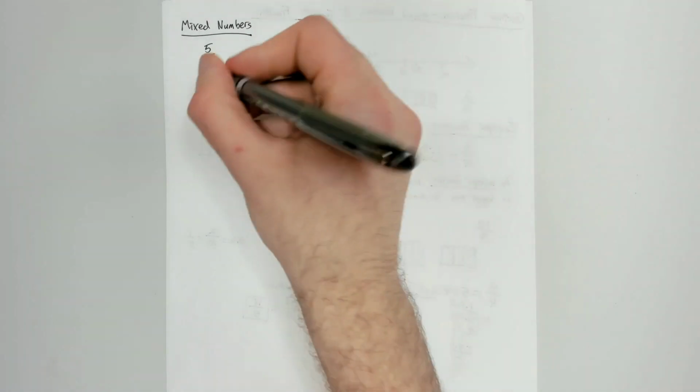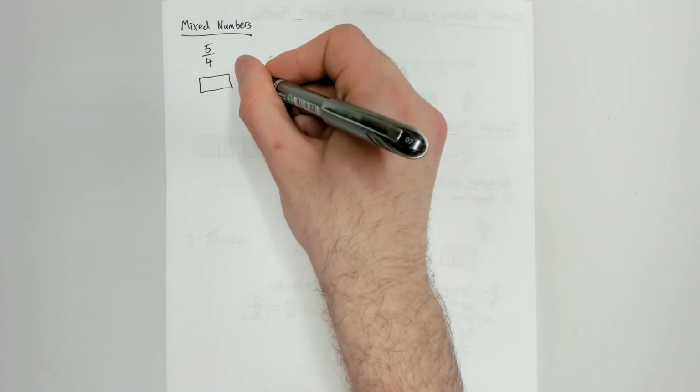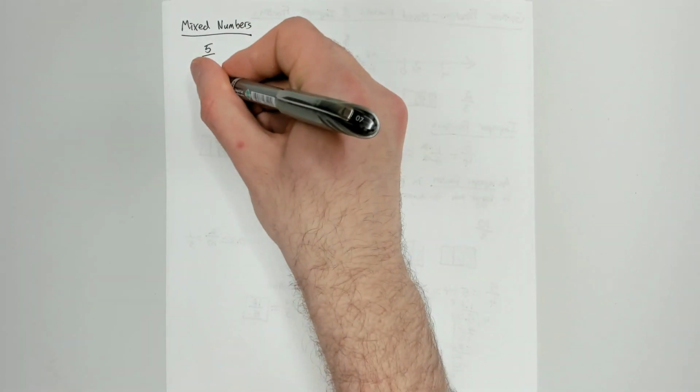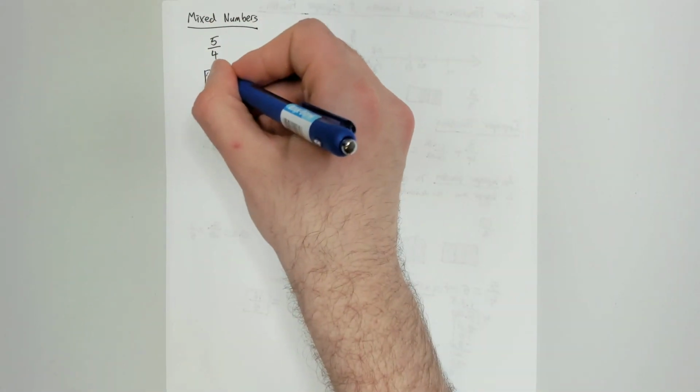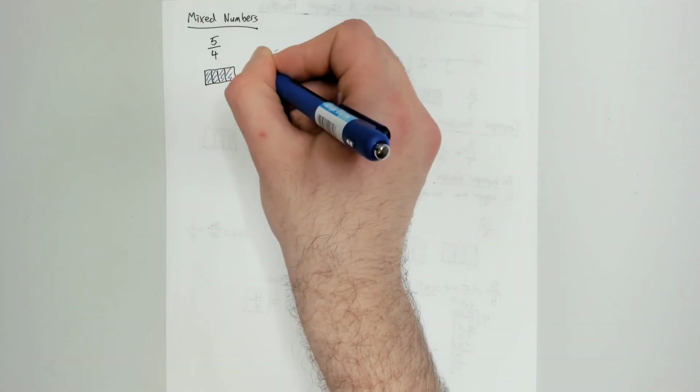So if we have 5/4, we just saw pictorially that we can essentially take multiple rectangles, split up into 4 pieces until we've filled up all the pieces, right? So 1, 2, 3, 4, 5.